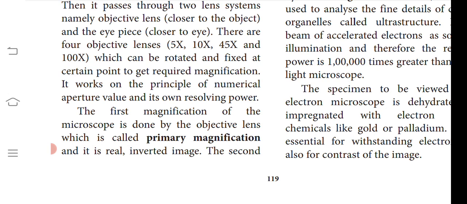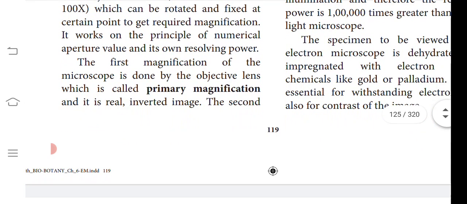However much you magnify, you will not always have a clear image. With too much magnification, you will get a blurred image. So magnification to the optimum level will give the correct image. It works on the principle of the numerical aperture value and its own resolving power.